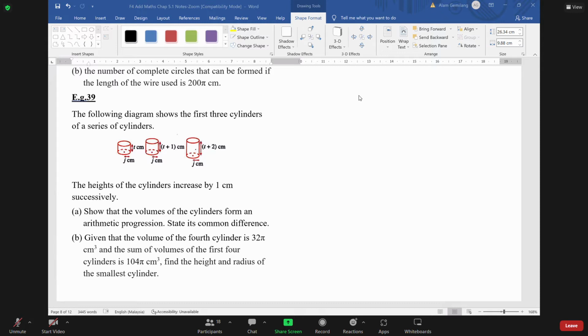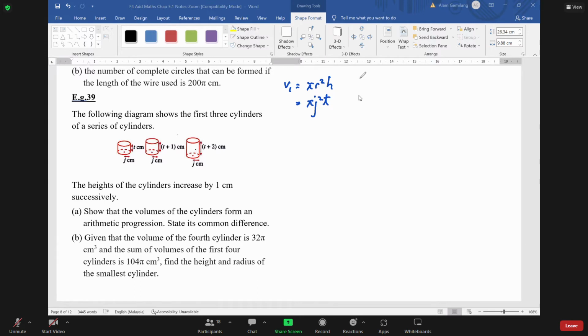Find the volume. So cylinder, what's the formula to find the volume for a cylinder? Let's say cylinder 1. What's the volume V1? Pi R square H, right? In this case, it is pi j square t, since they use j as the radius and the height is t. So this is the volume for the first cylinder.